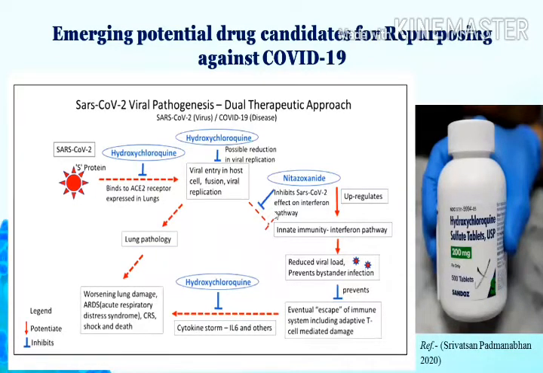Another important medicine is nitazoxanide. Yes, nitazoxanide has been reported to upregulate the innate immunity interferon pathways, and thereby it helps us check the virus infection. I must tell you here that hydroxychloroquine has several side effects too.